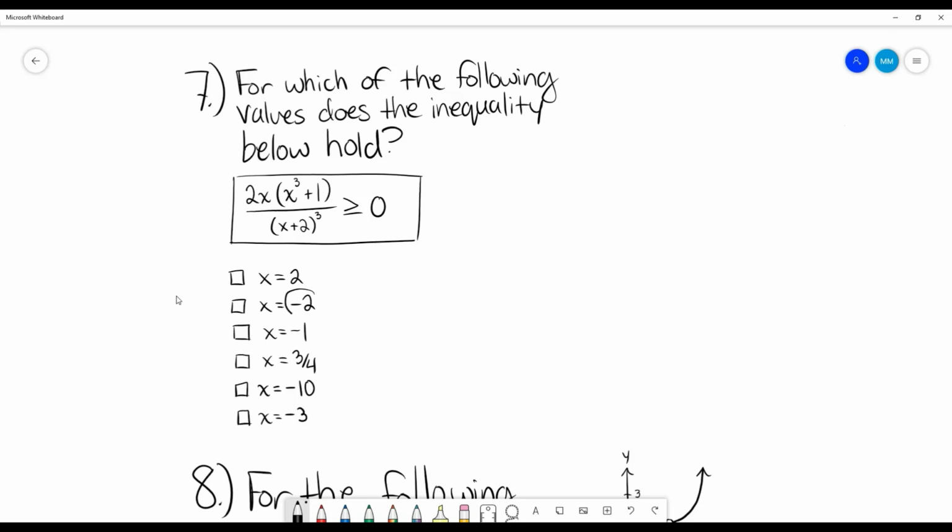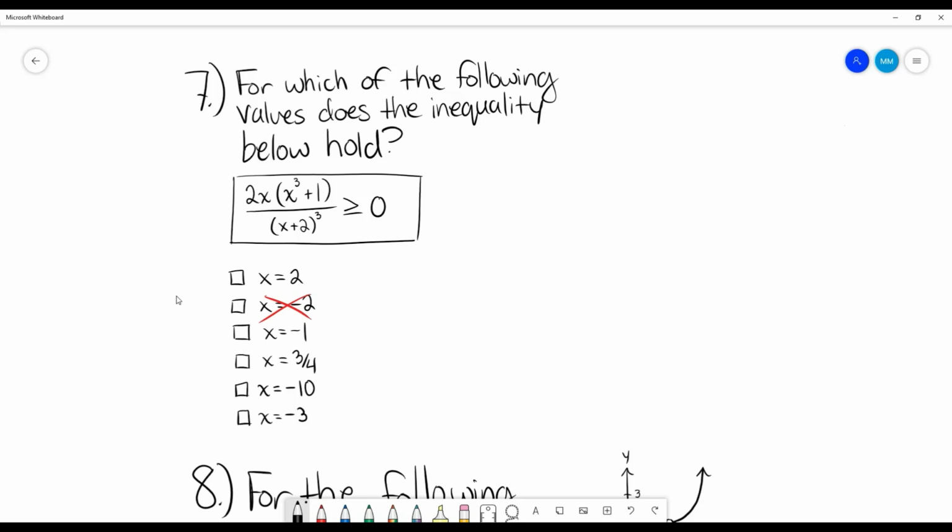First thing I notice is if I plug in this -2 right there, that's going to give me a 0 in the denominator. So it does not work because that's going to end up undefined. So we're not going to use that one. But let's go ahead and plug in our positive 2 then.